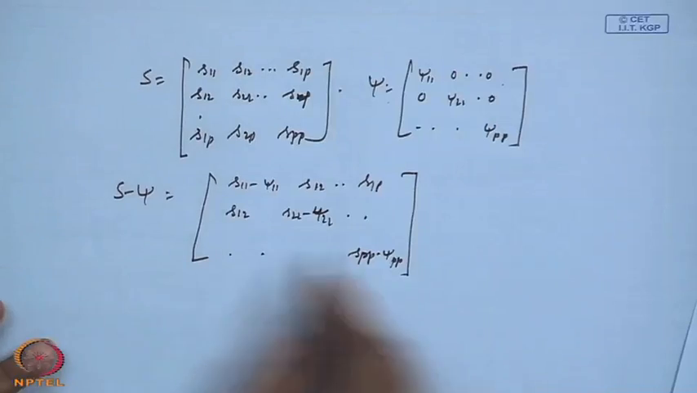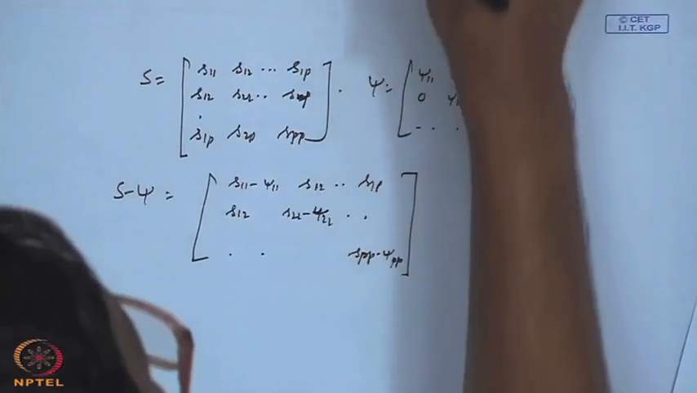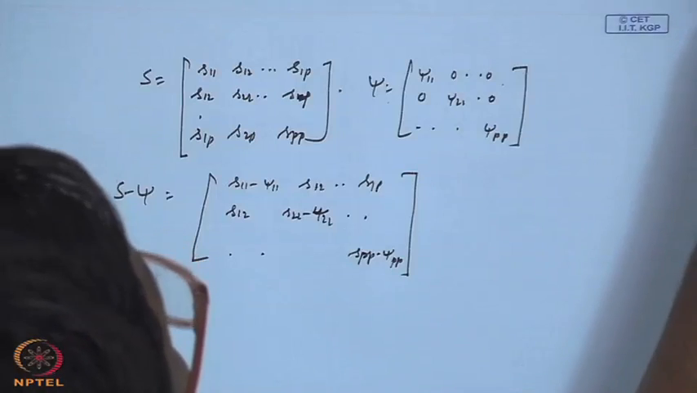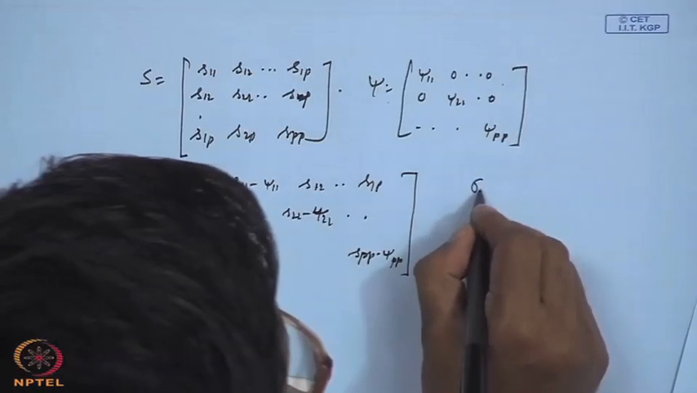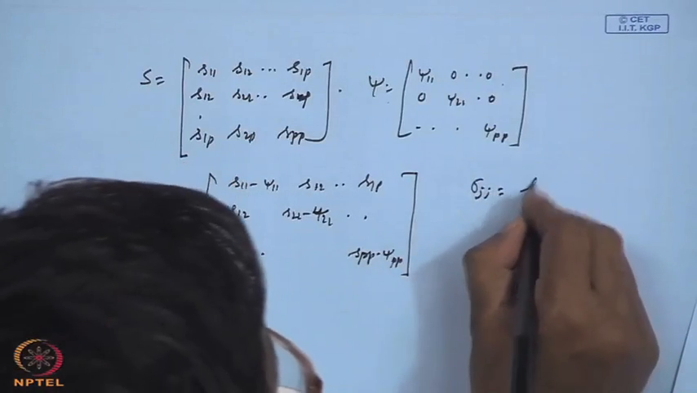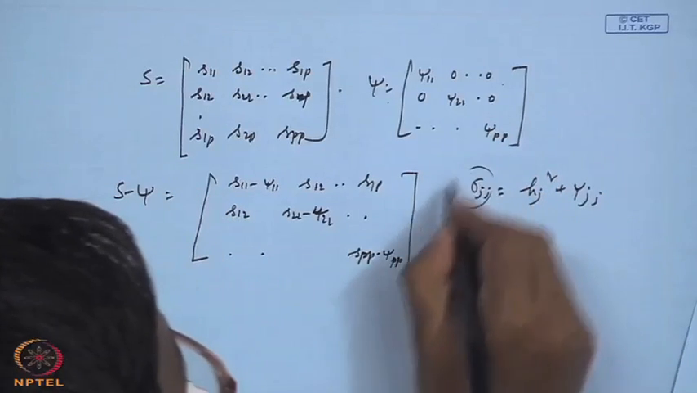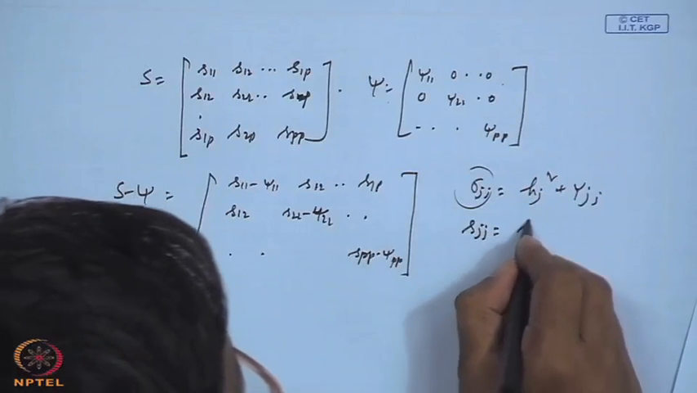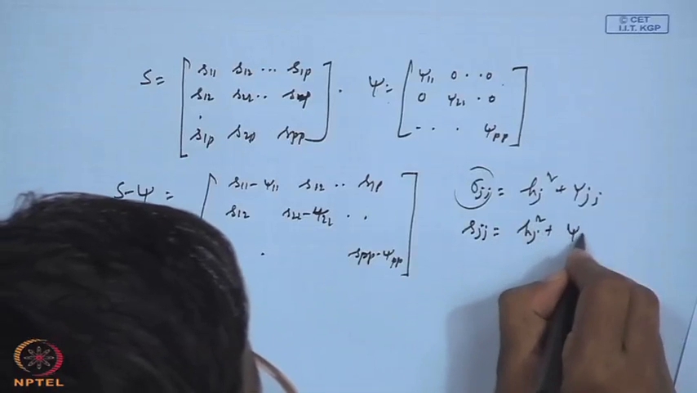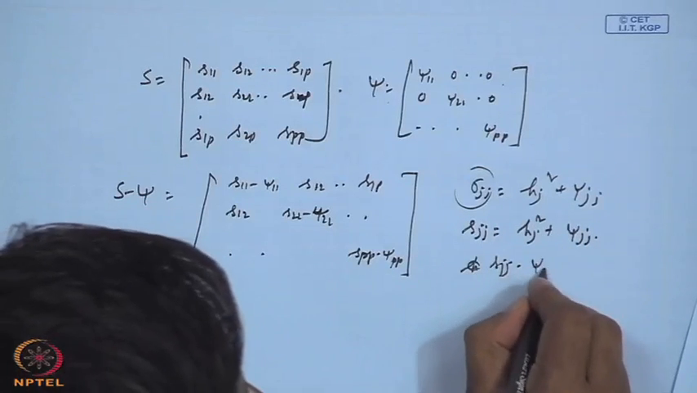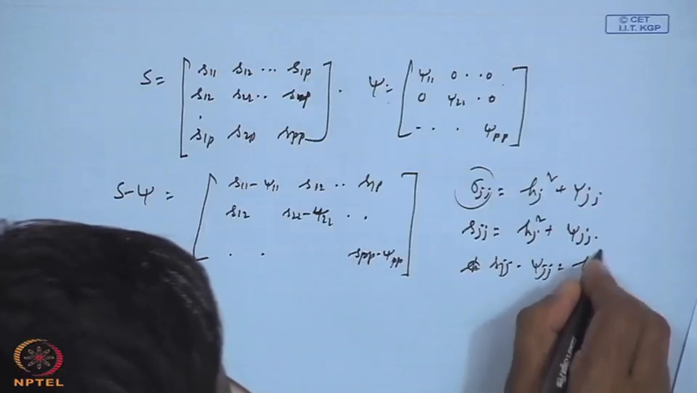Okay, now using this, what is happening here is that we are writing sigma jj equal to hj square plus psi jj. Now if we take the estimate, that means sjj equal to hj square plus psi jj, then sjj minus psi jj equals hj square.